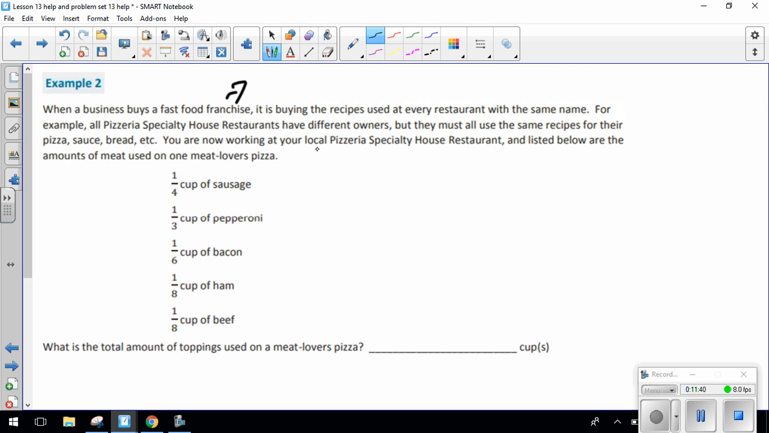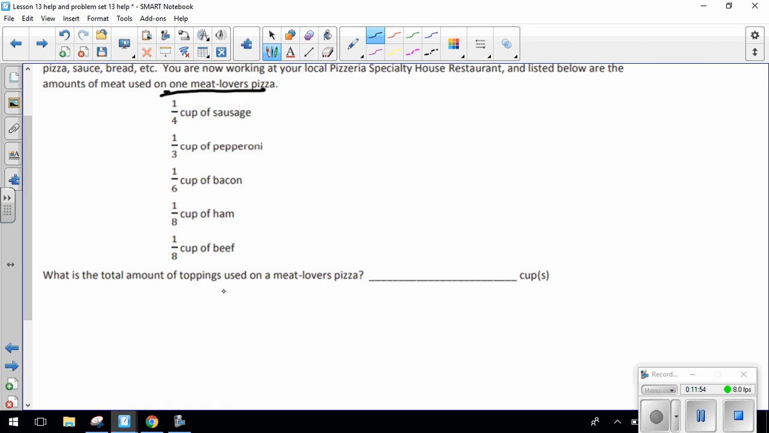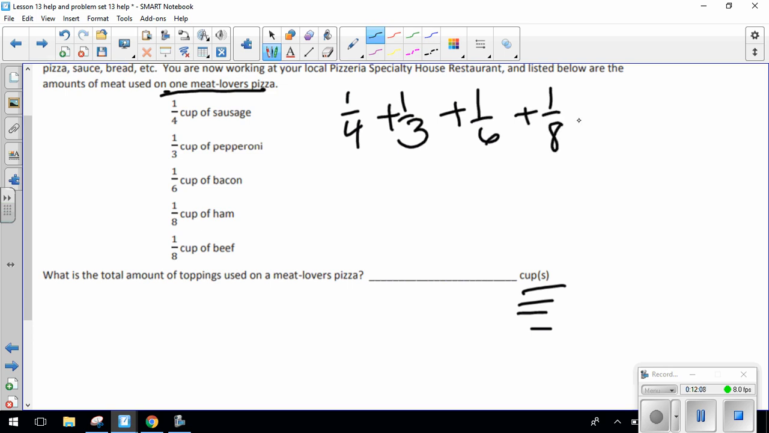You're now working at your local pizzeria specialty house restaurant, and listed below are the amounts of meat used on one meat lover's pizza. So the first question you are asked is, what's the total amount of toppings used in the pizza? So remember, our answer will be in cups. So if you take your calculator, do 1/4 plus 1/3, 1/6, plus 1/8, you should get an answer of 1 cup. Okay, 1 cup. So let's see. I'm going to do this by hand.